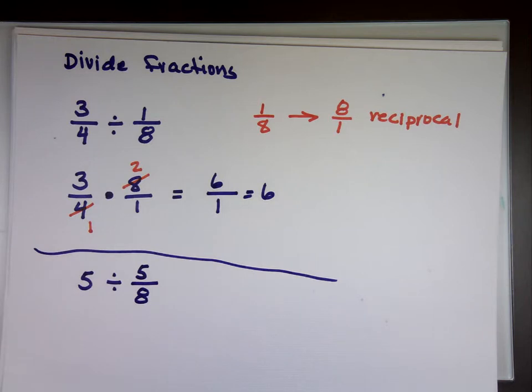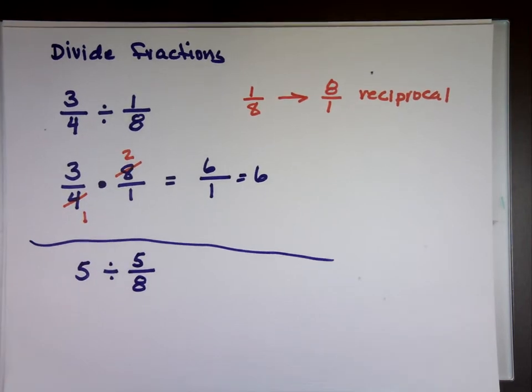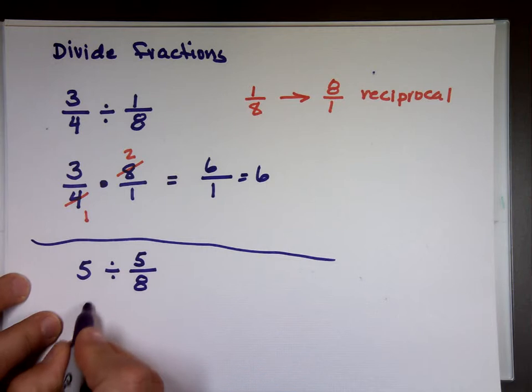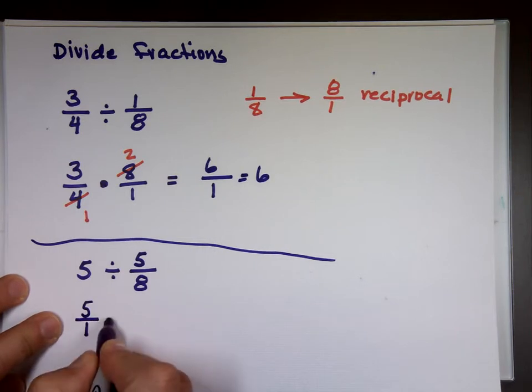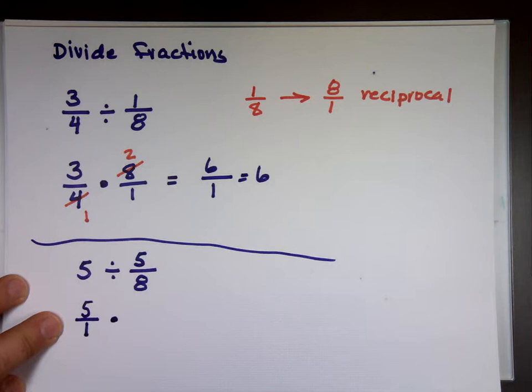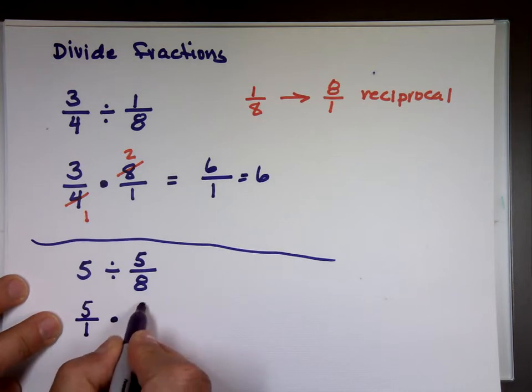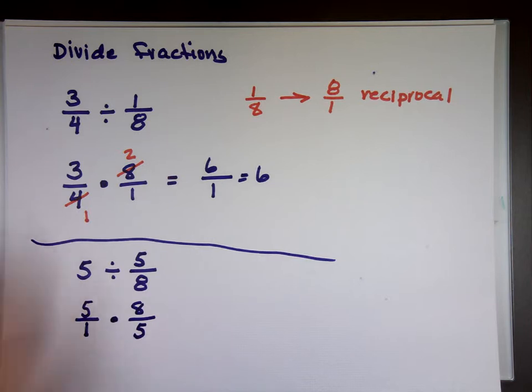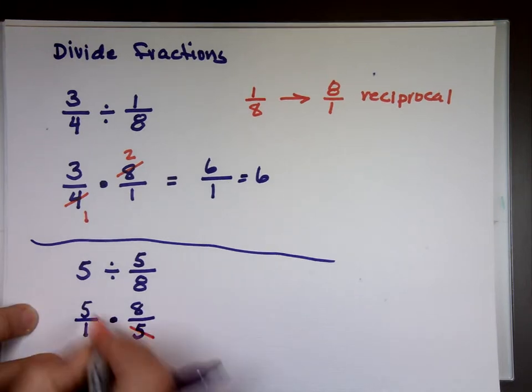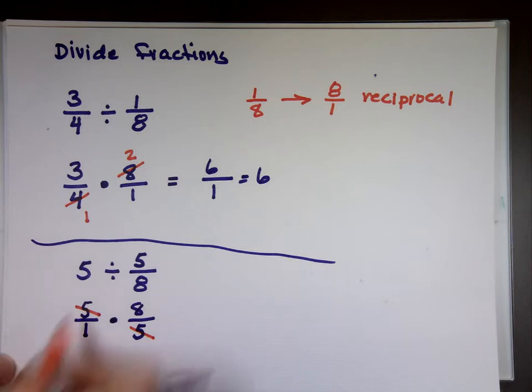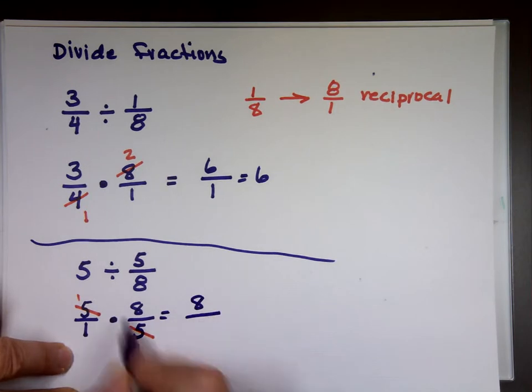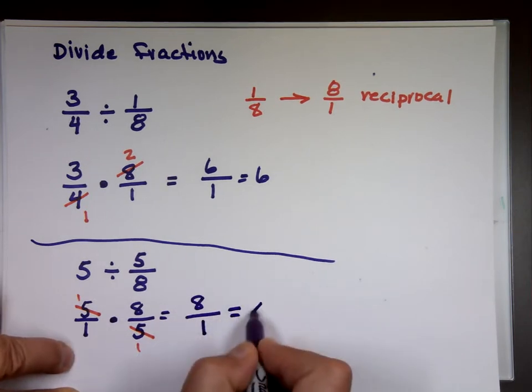Five divided by 5/8. I like to change everything to fractions. The 5 becomes what? 5/1. The division becomes multiplication. And what do we do with the 5/8? It becomes 8/5. Do you see anything that might cancel? The 5s. So 1 times 8, 8. 1 times 1. The answer is 8.